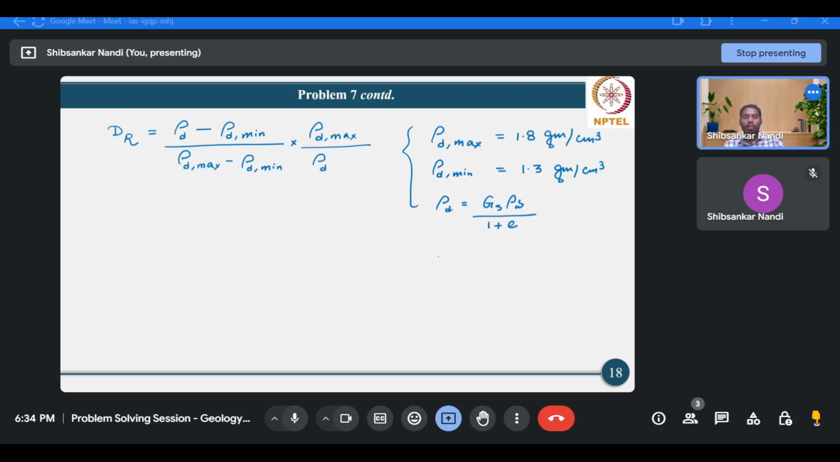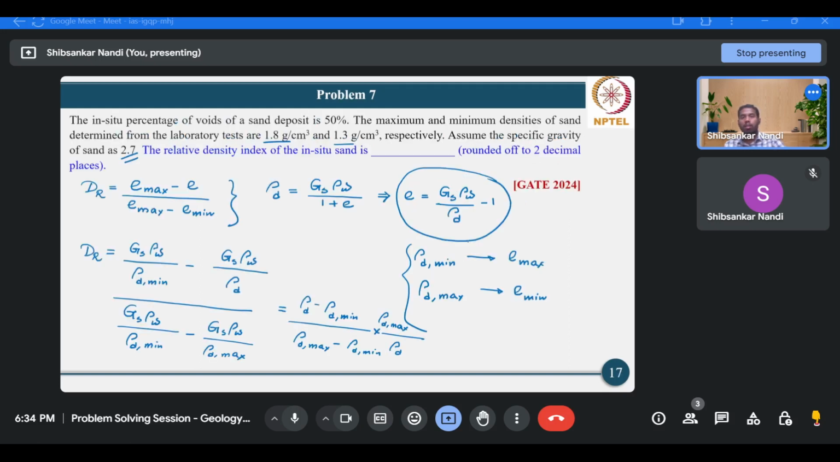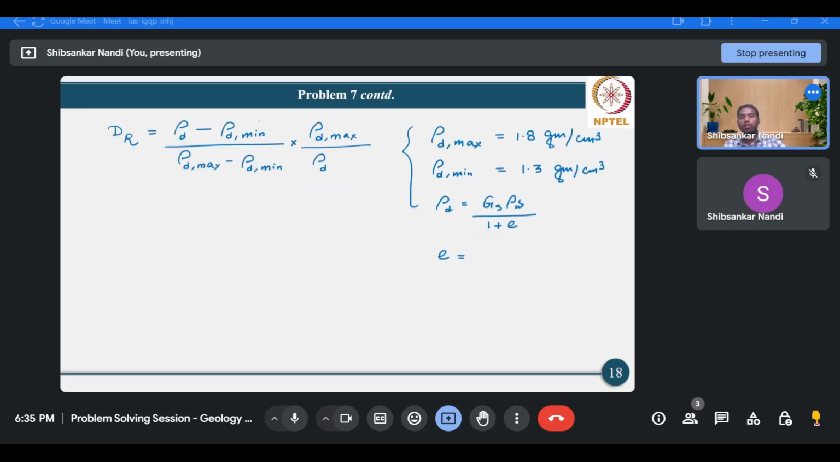So e is 0.5? No, this is not 0.5. It's not the void ratio. Rather, it's mentioned as in situ percentage of voids of a sand. Now, what is in situ percentage of voids? It is Vv upon V. So that means the porosity is mentioned in this problem, which is 0.5. From this porosity, we can calculate the void ratio as n upon 1 minus n. That means 0.5 by 1 minus 0.5, that is 1.